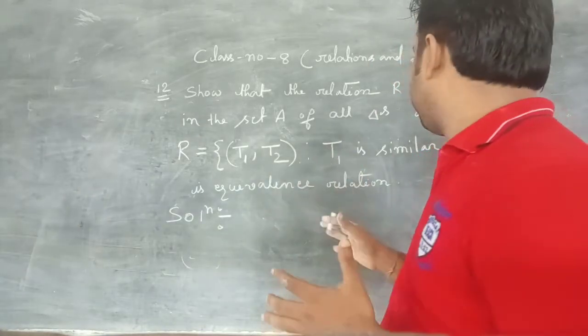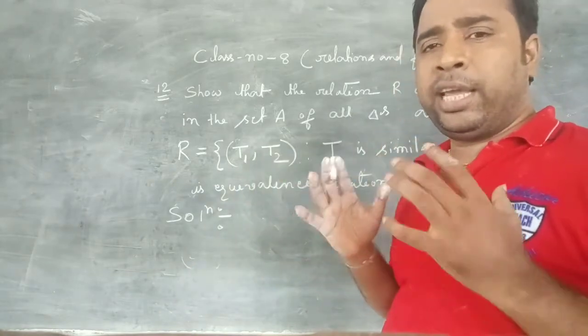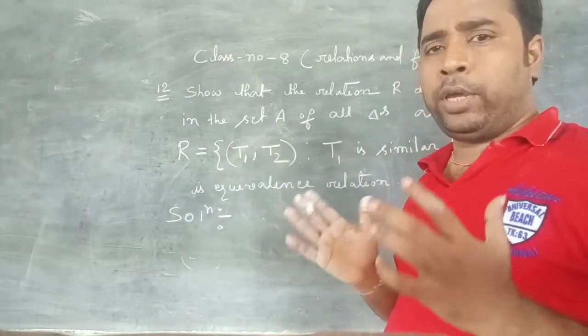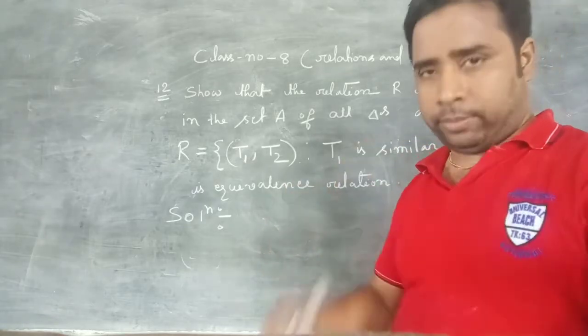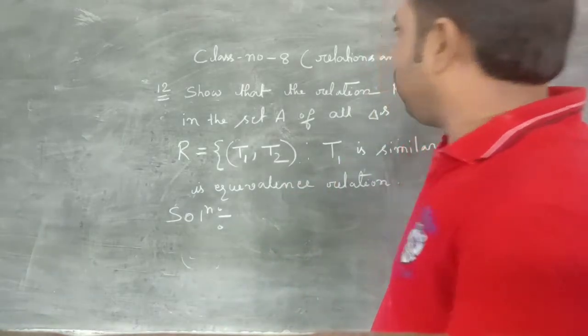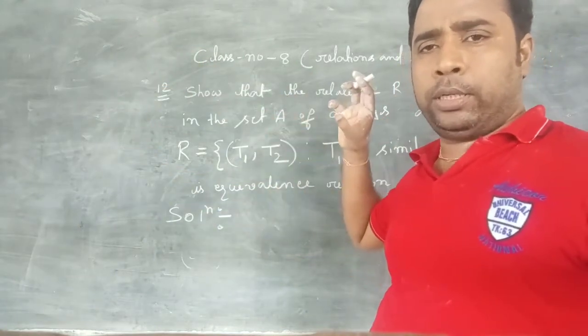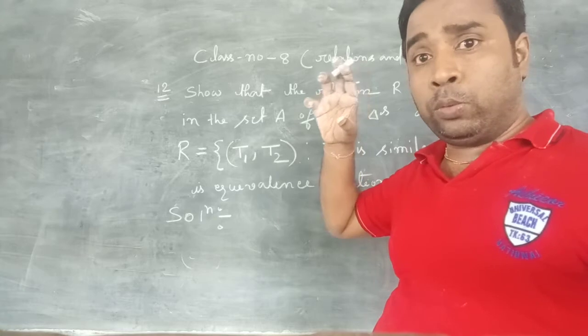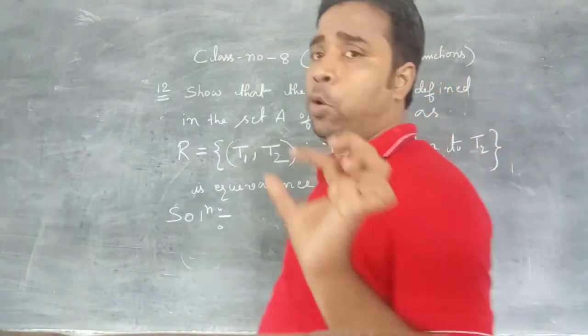Okay, so just like the previous cases, here there is a relation and there is a set. The name of the set is A, and the set A contains all triangles. That means if we draw lots of triangles here, and pick two triangles from them, those two triangles must be similar, then only the pair will belong to R.